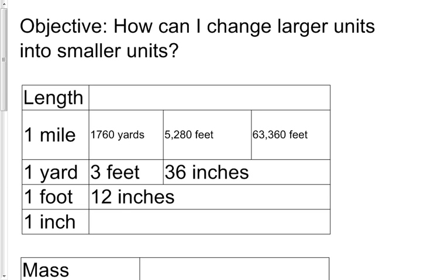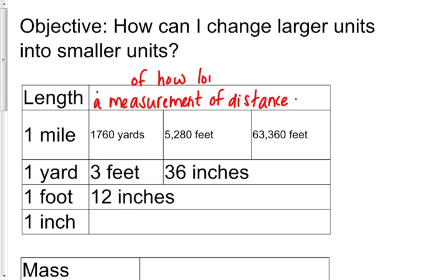is in smaller units. So length can be described as a measurement of distance, or it could be a measurement of how long something is. So that could be the question that we ask. And in the customary, I'm going to label this as the customary system, which is what we use in the United States.